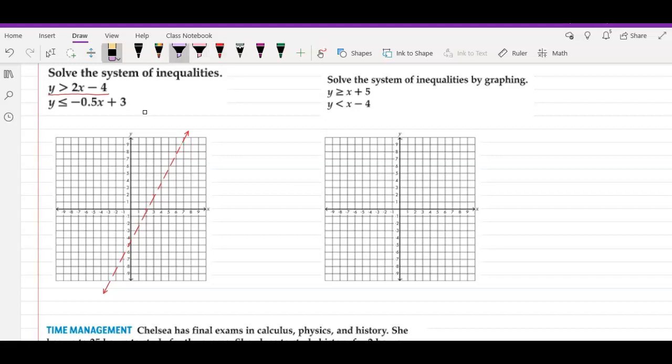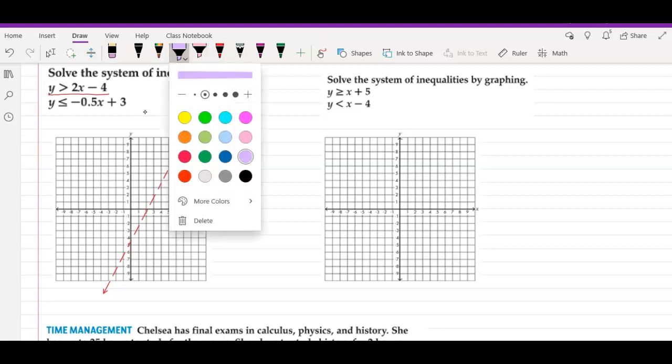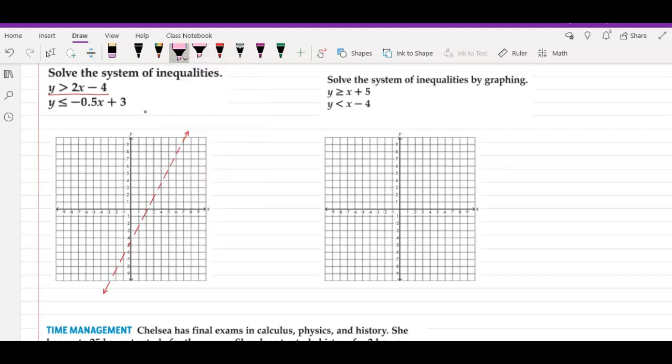And we need to shade now. So I'm going to grab my highlighter, shade above the line, or use a test point. Is 0 greater than -4? Yes, when I put 0, 0 in. So I shade above.